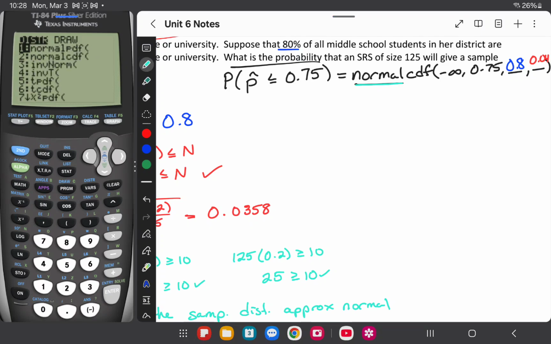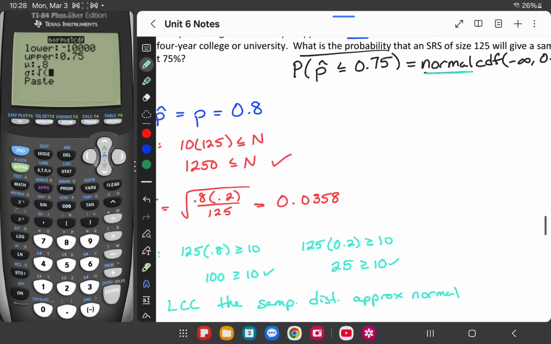So I'm going to go ahead and go in here to normal CDF. For my lower, something very small. For my upper, 0.75. For my mean, remember we found that that was 0.8. And for standard deviation, I'll go ahead and type in the exact expression we used. That was the square root of 0.8 times 0.2 divided by 125. That way it gives me an exact value rather than an approximate one.